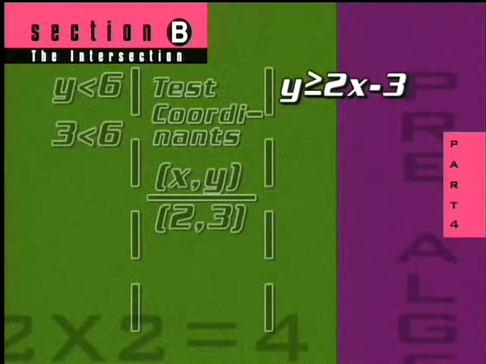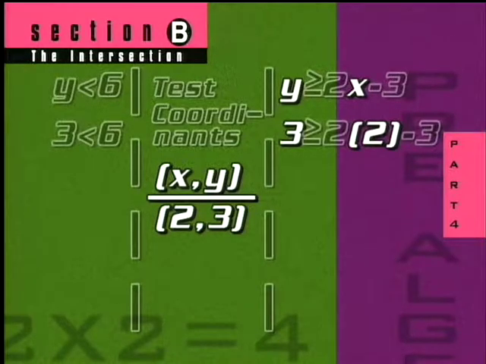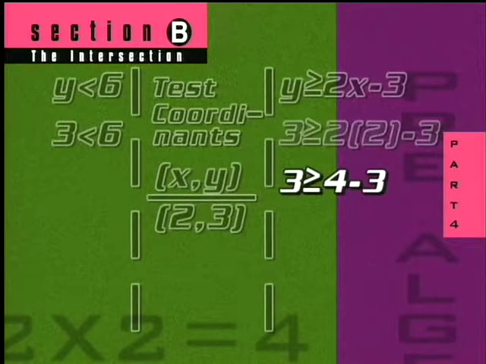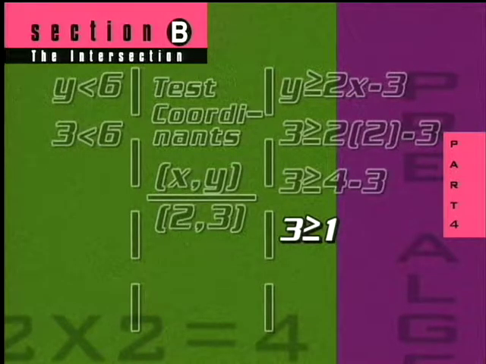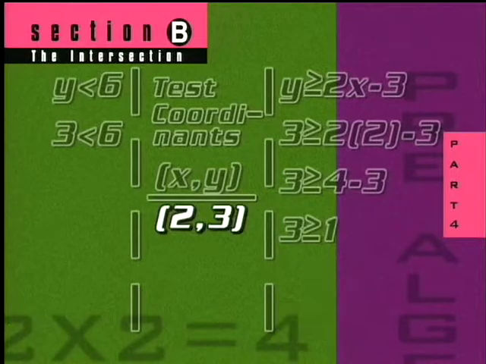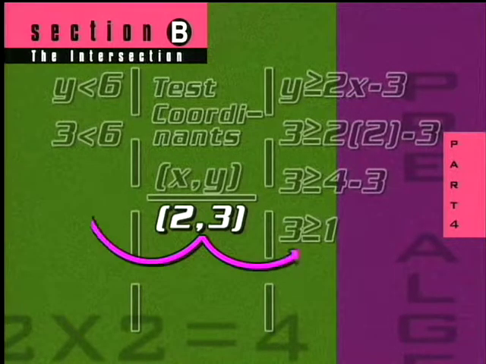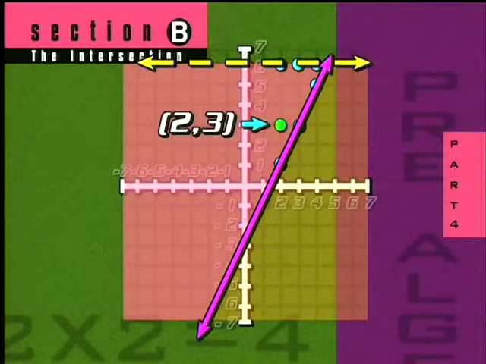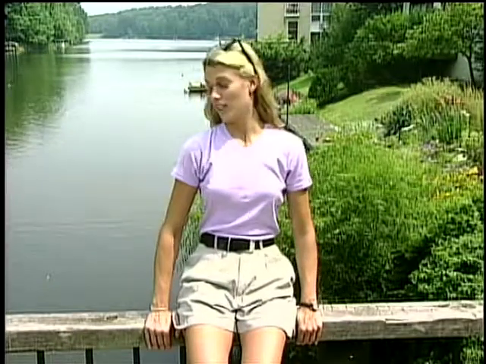With the second inequality, we plug in 2 for x and 3 for y, and get 3 is greater than or equal to 2 times 2 minus 3, which equals 3 is greater than or equal to 4 minus 3. Finally, 3 is greater than or equal to 1. This is also a true statement. Since the coordinates we chose from the intersection satisfy both inequalities, we know we shaded the correct portions of the graph. All right. We're bordering on the edge of this tape, so let's take a quick review of the stuff we just did.